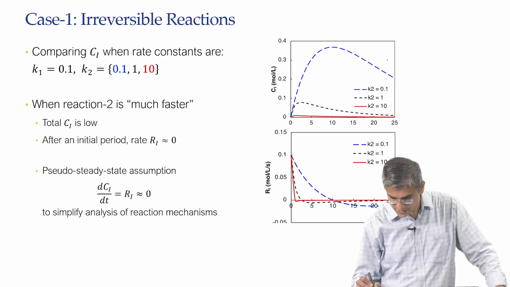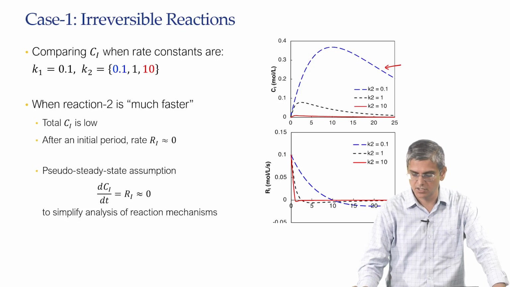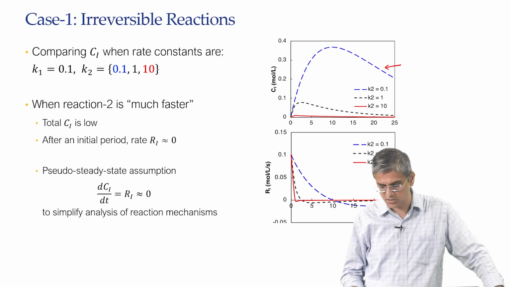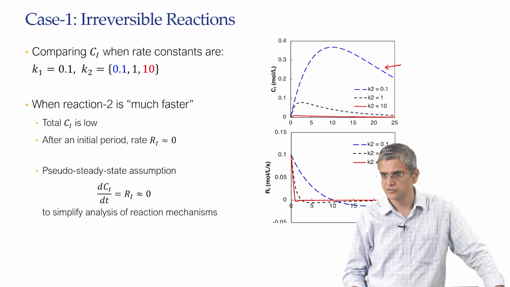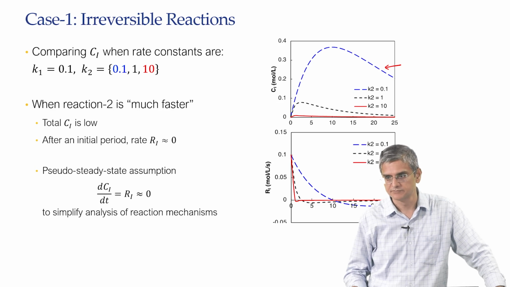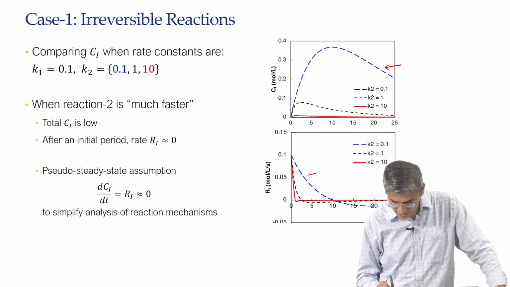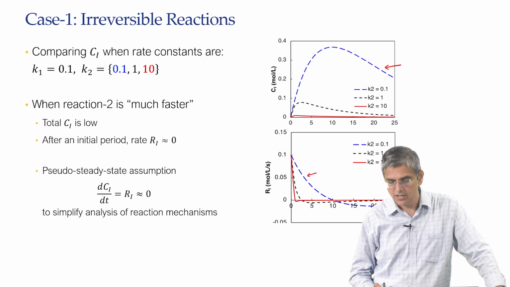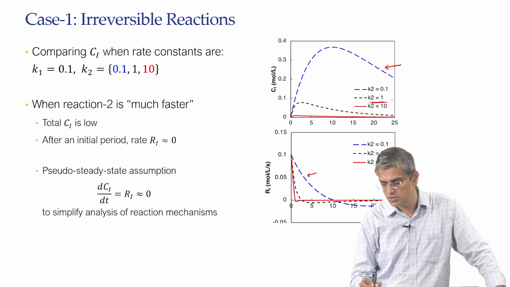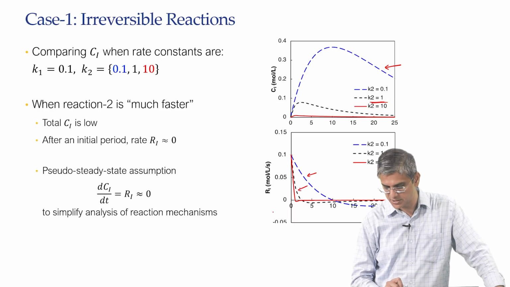When K1 and K2 are matched, you have a significant change in the concentration of I. In this case, I is not really an intermediate. You cannot use the next concept, that concept is of pseudo steady state. But if you are looking at K1 equal to 0.1 and K2 equal to 1, this is how the rate of I is going to change with time.